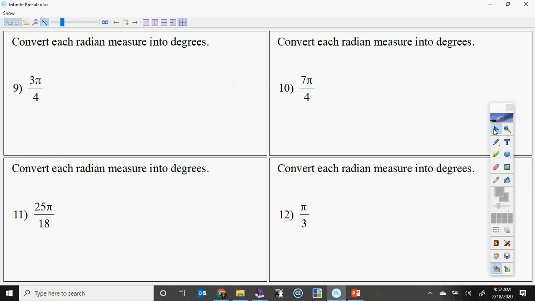Alright, the answers to number 11 and 12 are 250 degrees, and number 12 is 60 degrees.